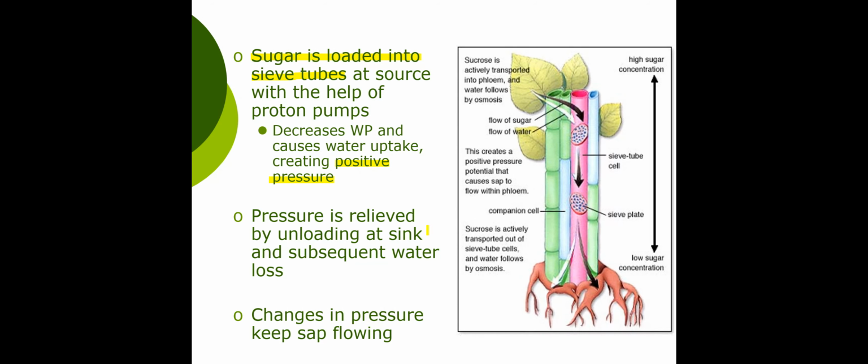Now, once we get to the sink, what's going to happen is the opposite. Those sugars are going to be unloaded into the sink, and then water is going to flow out, and that is going to actually create a negative pressure. And so here we have a positive pressure, here we have a negative pressure, and that allows for that bulk flow. Okay, so a lot of times you've heard of maybe sap flowing, and it really does flow in the phloem as the sugars are loaded and unloaded.